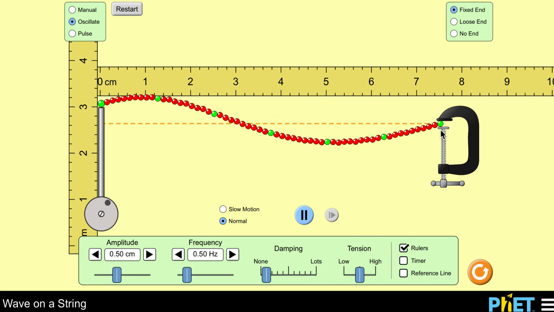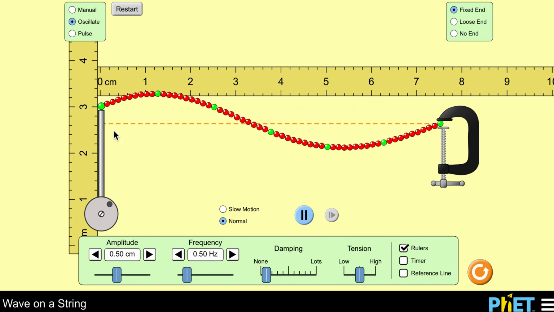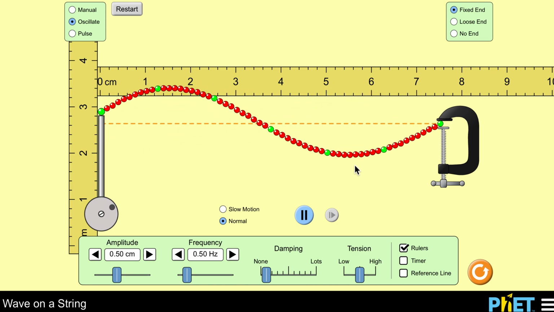Again, these nodes are points where there's not much amplitude, meaning those are areas of destructive interference. These antinodes have huge amplitudes, thus having been formed by constructive interference. See if you can determine the wavelength of the second order standing wave.